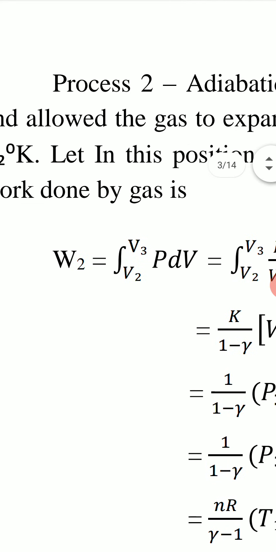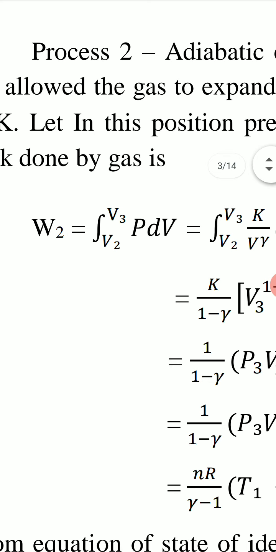This work done we represent by W2, and W2 is equal to integral PdV. Now the limits of V are V2 to V3. Volume now changes from V2 to V3. This process is adiabatic expansion. Volume expands from V2 to V3.